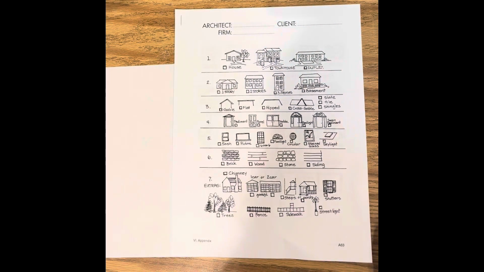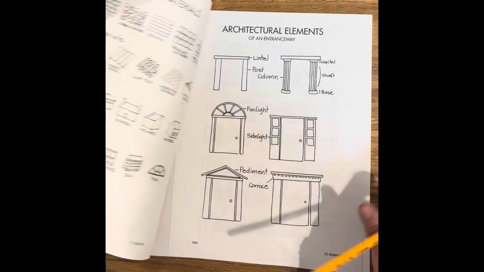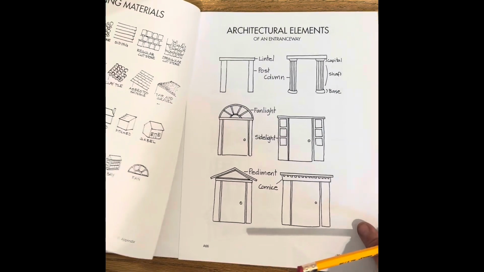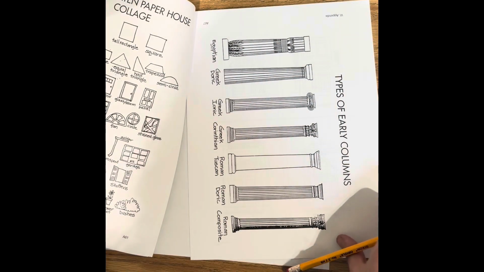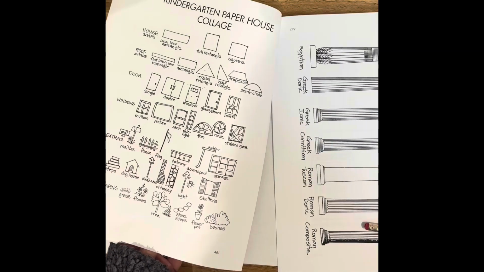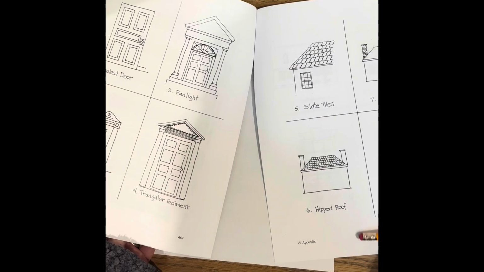All right, guys, today we are going to start designing our dream homes. A person who designs homes is called an architect, so you're going to be an architect. And as an architect, the first thing you're going to do is look through some images of different things that houses may have to inspire you.